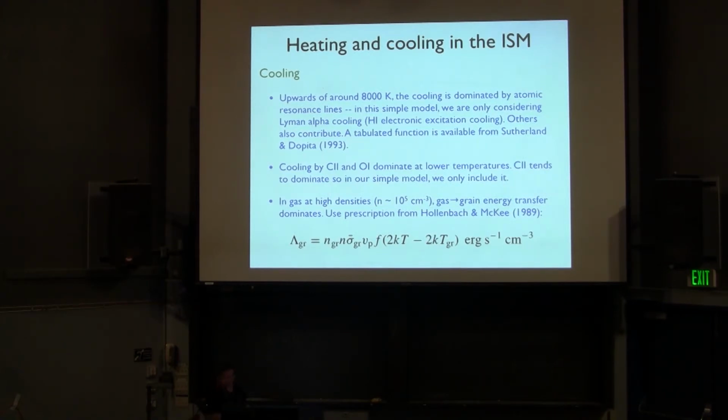So at very high densities, at 10 to the 5 or so, you're thermally coupling to the dust grains, and it's collisions between the gas and the dust. So basically, the molecules come along, they hit the dust grain, they heat the dust grain up, removing the energy from the molecule, and then the dust grain just radiates away that energy. The rate that we're using is the one from Hollenbach and McKee, which is given here. You can go and look it up, or you can actually look inside the code and see how it's done.